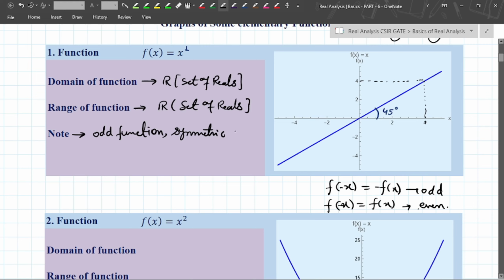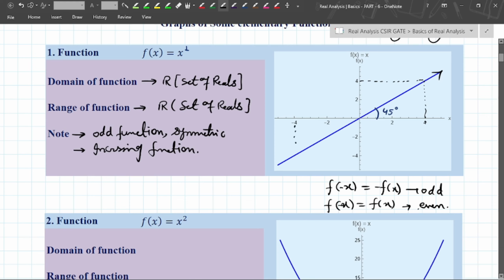So if you put x equals 4, you will get f of x also equals 4. And another thing is that it is an increasing function. Increasing function. It will increase like this. It increases with the value of x.